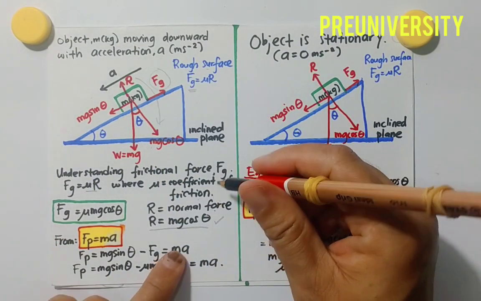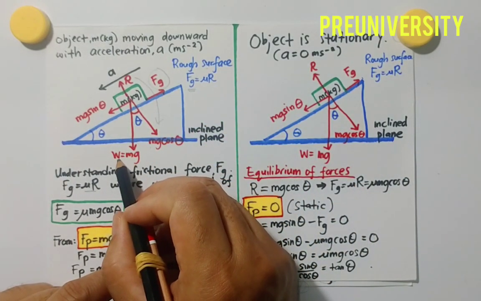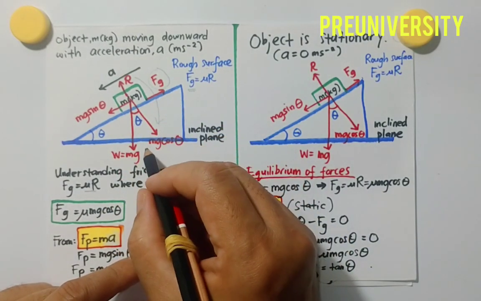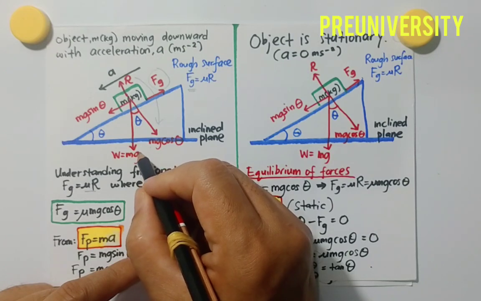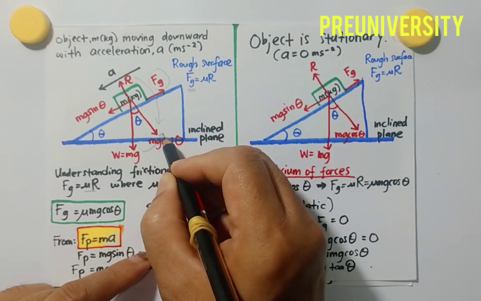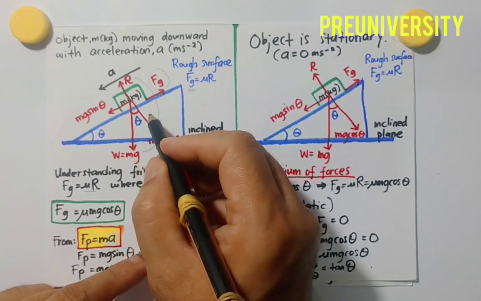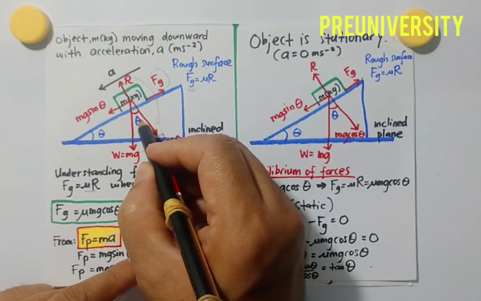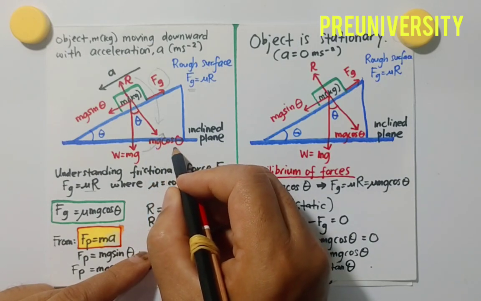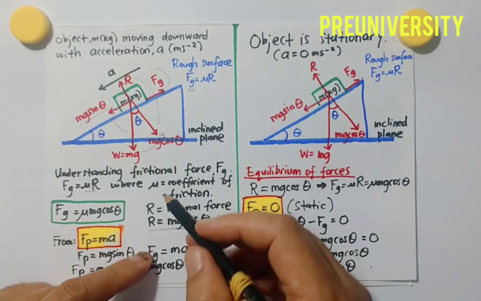Okay, so before I continue, I need to explain the weight of the object. In the inclined plane, the first thing we have to do is to resolve the weight of the object to this direction, mg cos theta, because this one is the theta. Then of course we can prove the angle here is theta. So mg cos theta, and then we resolve to here, so we have the mg sin theta.